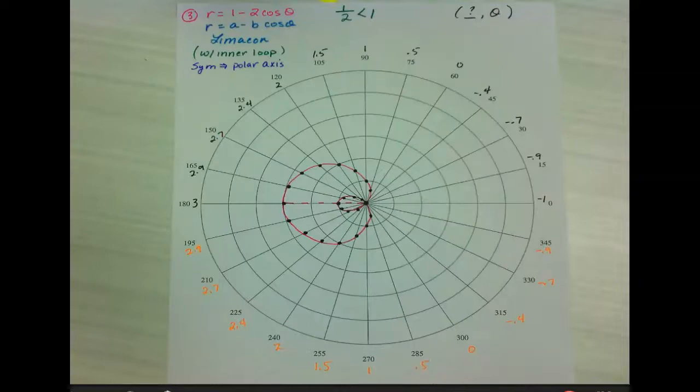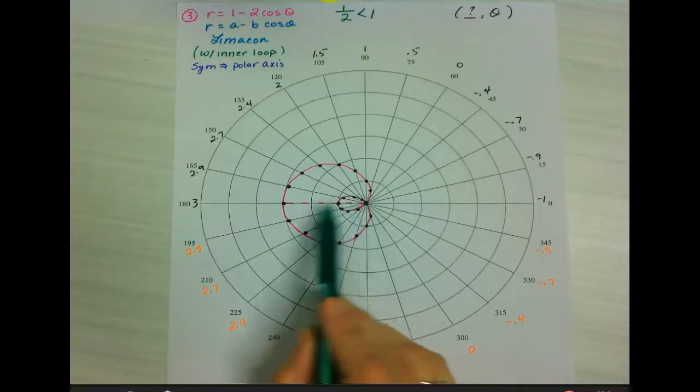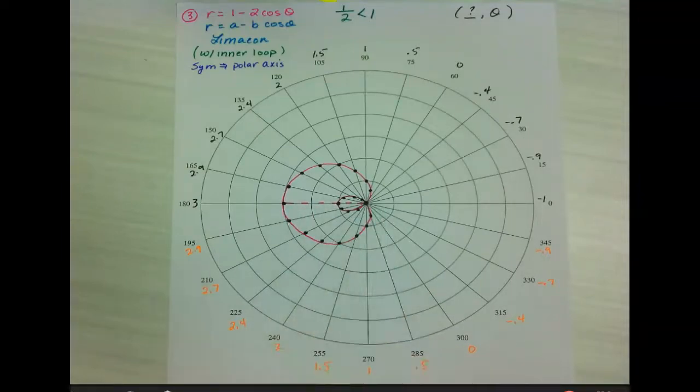All right, so here is number 3 graph. You can see that that loop opens up in here. You can see what its axis of symmetry is. And hopefully maybe you're using the axis of symmetry to help you calculate those points. So this is number 3, a limacon with an inner loop.